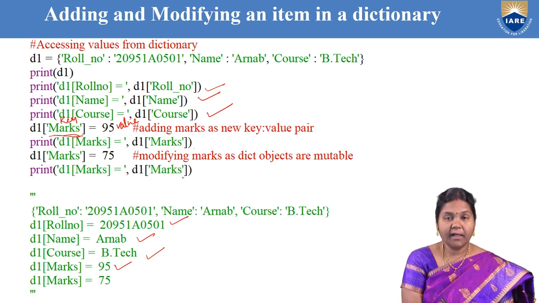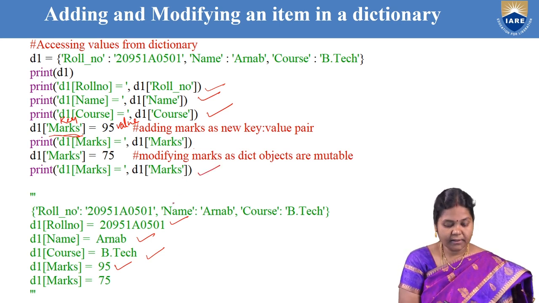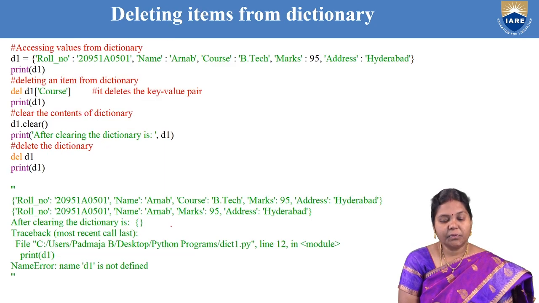So if you will try to print what is the marks that is stored into the dictionary, then you will find it is 75. So in this example, we have learned how to add or modify the contents of the values in a dictionary. Now, let us discuss how to delete an item from the dictionary.